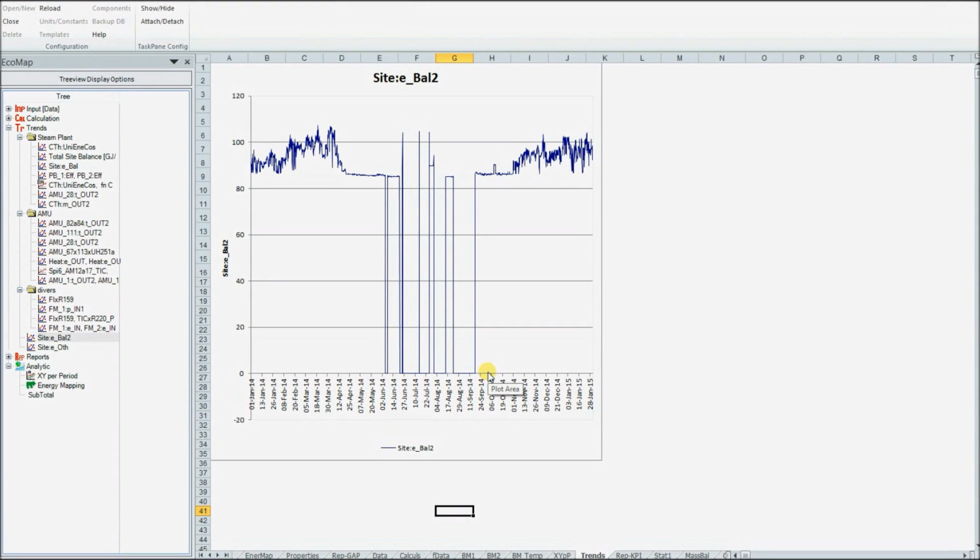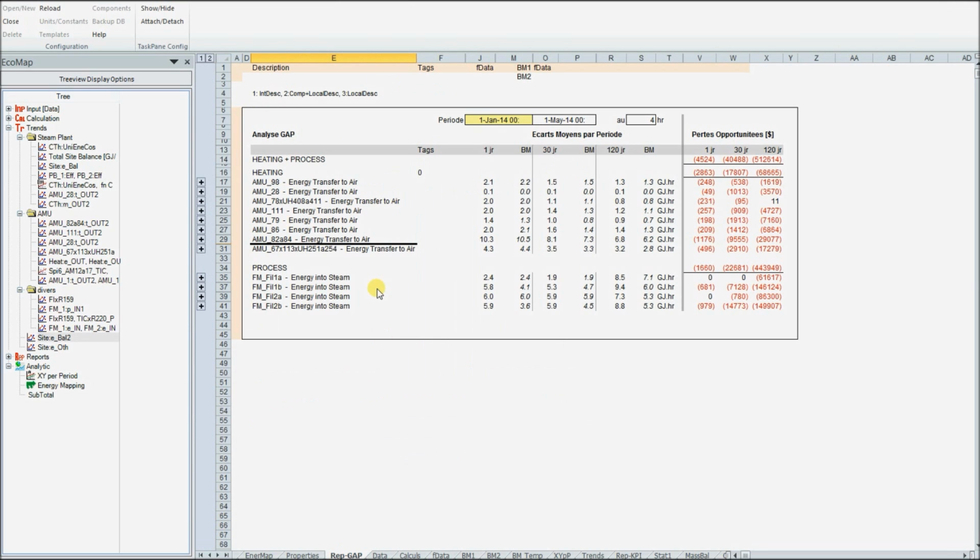Once balanced, it's time to see where the gaps are from a cost perspective. The gap is the difference of actual performance with the potential or desired performance. The gap report is divided between heating and process.